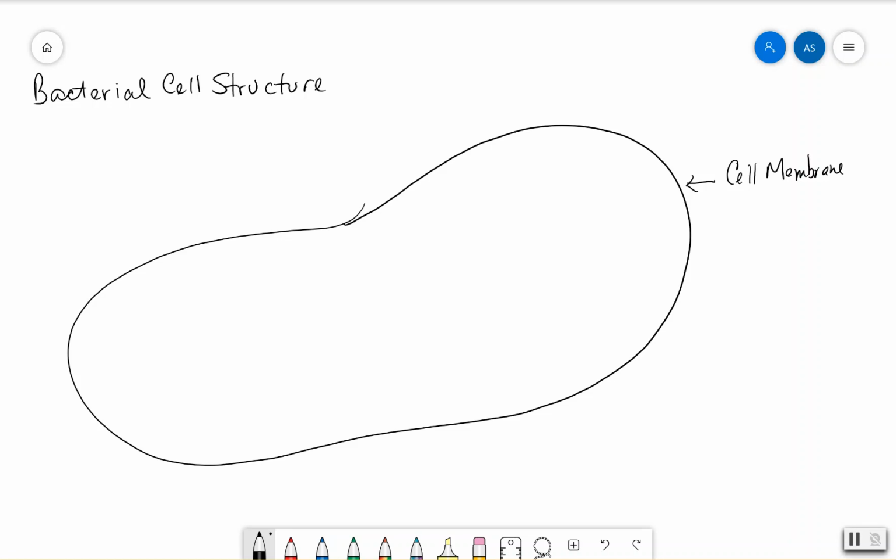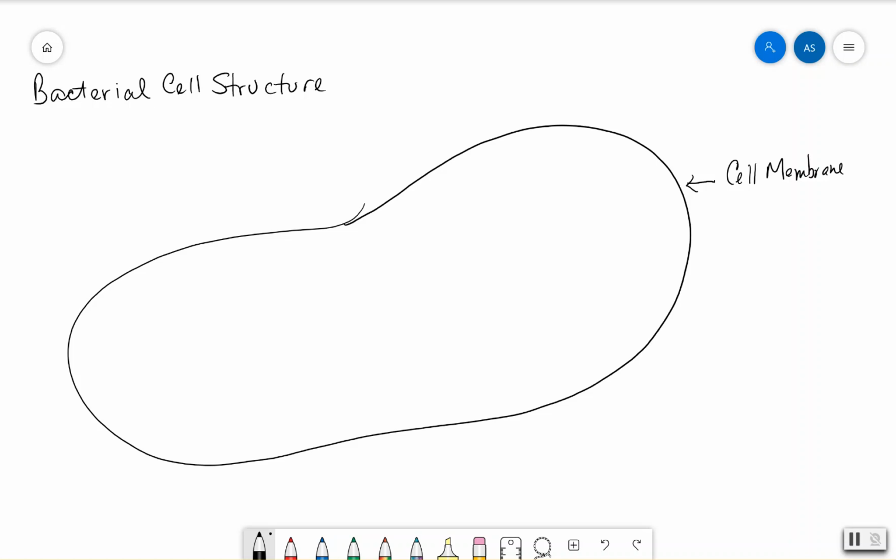Okay, so let's go over bacterial cell structures, and I've already started by drawing a shape of a random made-up bacterial cell. It's not any particular type of bacterium, just something I made up. And the first thing that our bacterial cell has to have is a cell membrane.